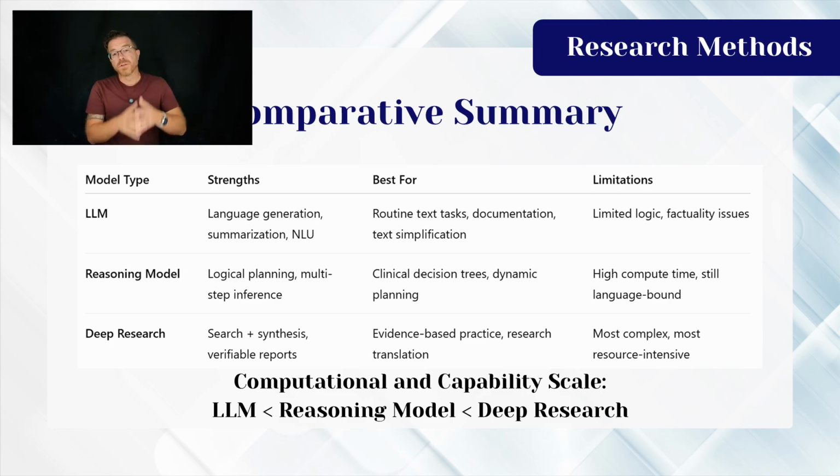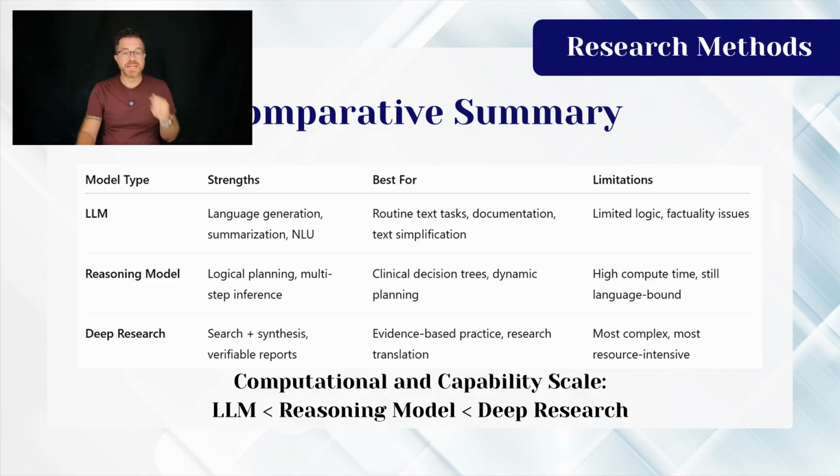As for what they're best for, large language models are best for routine text tasks, documentation, and text simplification, whereas reasoning models are great for things like decision trees and dynamic planning tasks. And then deep research is best for evidence-based practice and research translation. Now, they do each have their own limitations though.